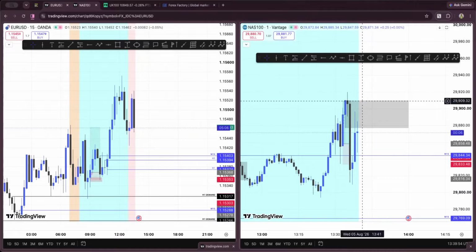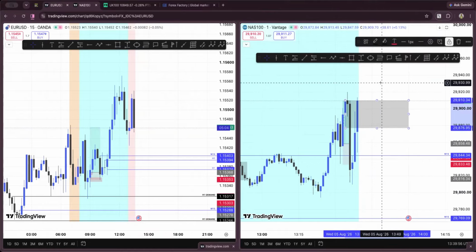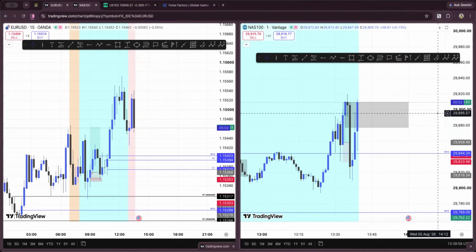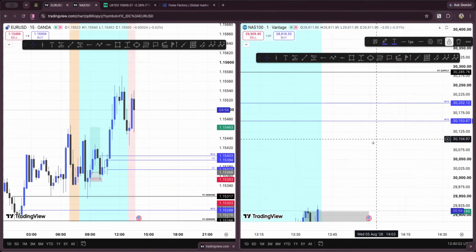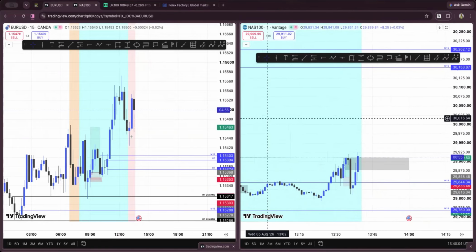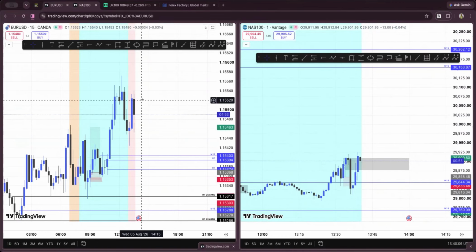I'm waiting for price to invalidate this supply right here. Give me a confirmation, and I'll look for my buys to this 15-minute supply right here. So let's see how it goes. EURUSD also, we need a retracement into this area. Let's see how that one also plays out.